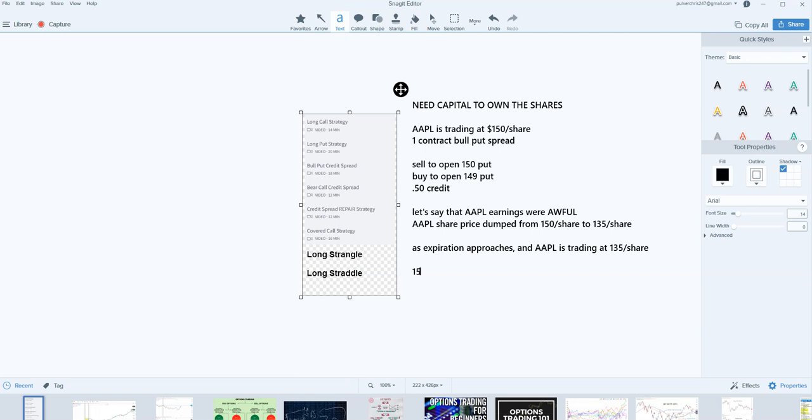Okay, so I have the 150 by 149, and I collected 50 cents credit, right? I collected 50 cents. Now, the 150 is a sell put, and the 149 is a buy put.